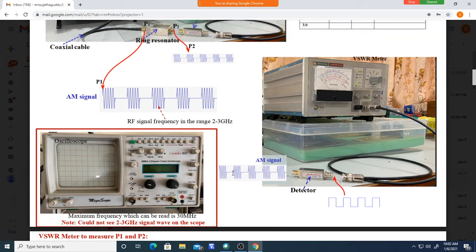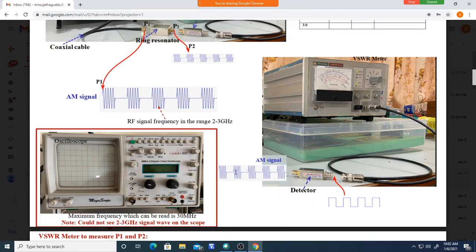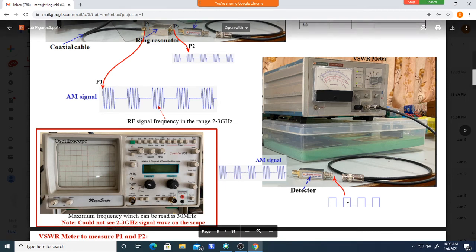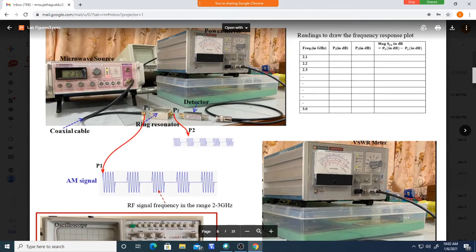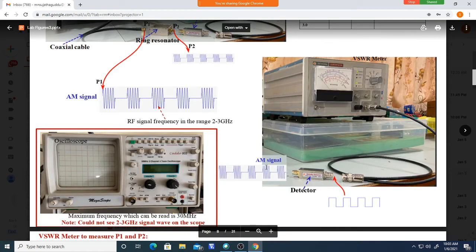Actually, the power in this signal we can find here. The power of this is the same as the power of this. Whatever power you adjust, if you increase the amplitude of the carrier, this power will increase and the square wave amplitude will increase. That is a confirmation. If you increase the power of the carrier, the power here increases, and the square wave amplitude also increases.